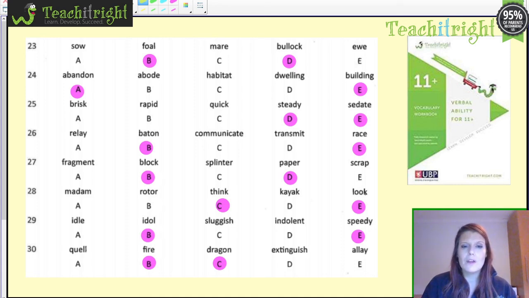28. Think and look are the odd ones out because the others are called palindromes. That might be something you want to note down in your jotter or word and meaning book. A palindrome is a word that is spelt the same both forwards and backwards. So have a look. Madam, rota, and kayak are all spelt the same forwards and backwards. They're called palindromes.